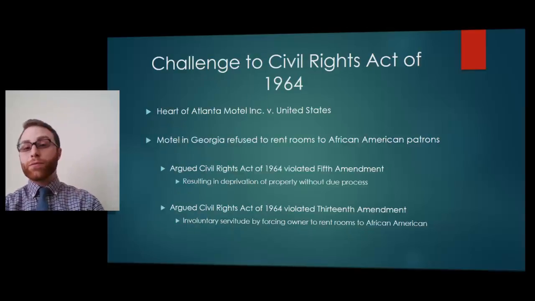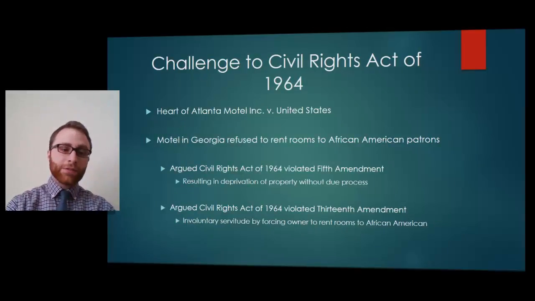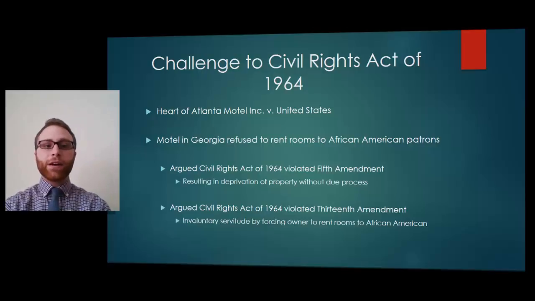So there was a challenge to the Civil Rights Act of 1964. This was by a case conducted by Heart of Atlanta Motel Incorporated versus the United States. Again, this took place in Georgia, and it was a motel that refused to rent rooms to African American patrons. The Heart of Atlanta Motel argued that the Civil Rights Act violated its Fifth Amendment.